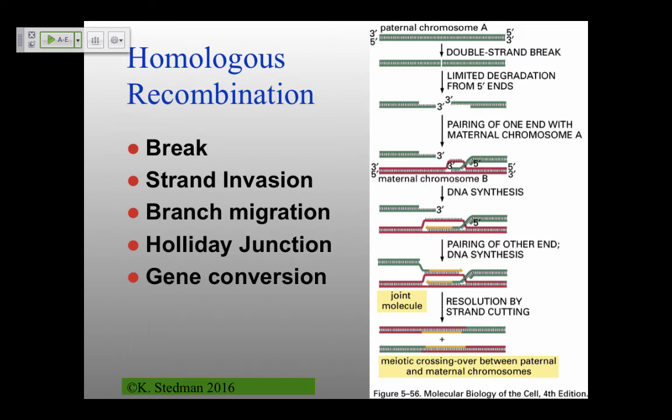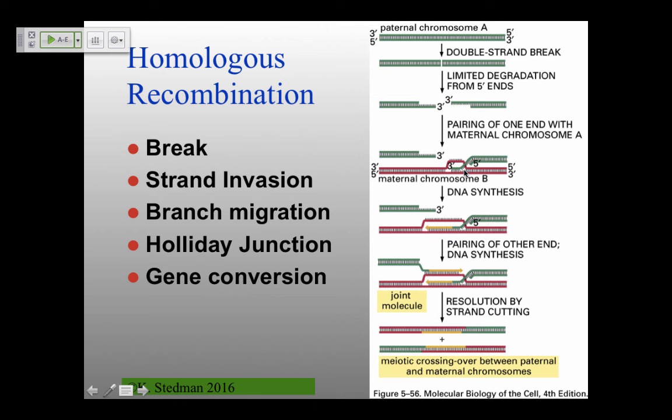As an overview, what happens here is you have a break, and then you have this process called strand invasion. Strand invasion involves a single-stranded piece of DNA, which has been generated after this double-stranded break, where one of the strands gets cut in. You have this 3' end that's not base paired to anything.